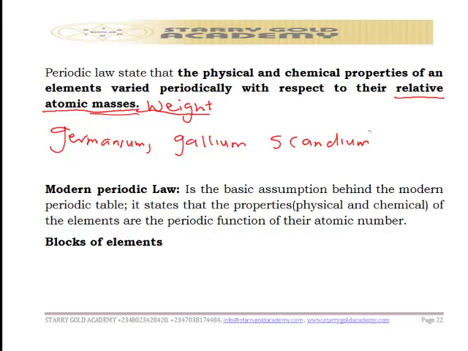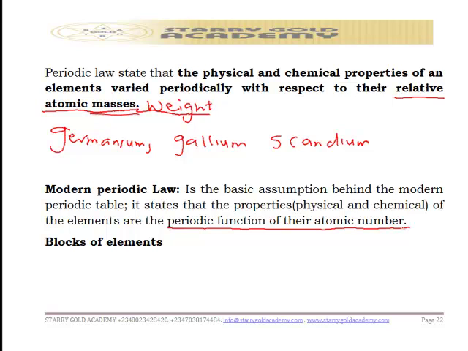Now the modern periodic law is the basic assumption behind the modern periodic table. The modern periodic law states that the properties, the physical and chemical properties of elements, are the periodic function of their atomic number. Please note this: the periodic function of their atomic number.